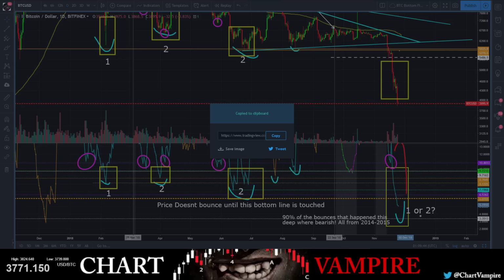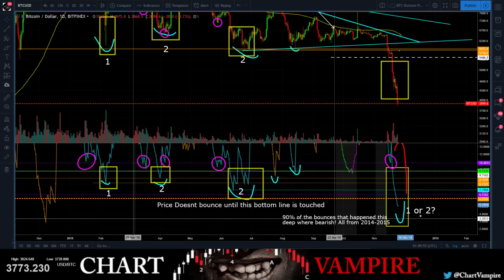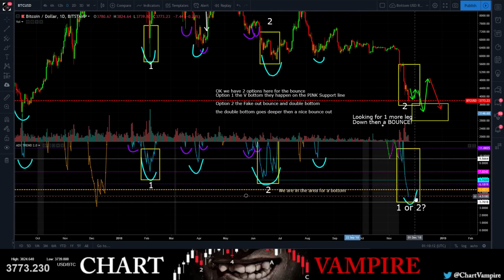Daily USDT, only one support left. Okay, so we only got one support left there. Oh, where'd it go? Sorry. There's that, and there's USD. Now, USD is trying.